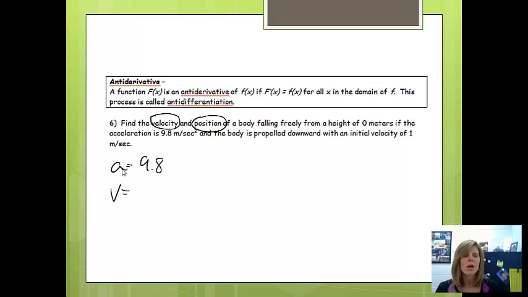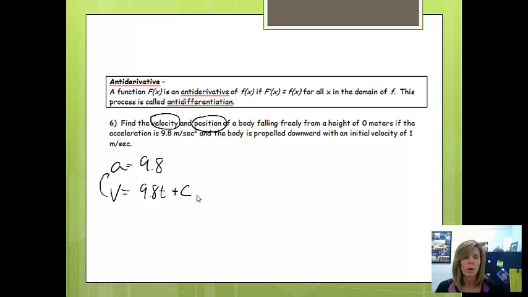All right, we first of all want to know the velocity. Well, we know that when I take the derivative of velocity, I'll get acceleration. So what does my velocity have to be so that when I take the derivative of it, I'll get 9.8? It would have to be 9.8 t. Notice if I take the derivative of 9.8 t, I will get 9.8. But remember, it could have been plus some constant there.